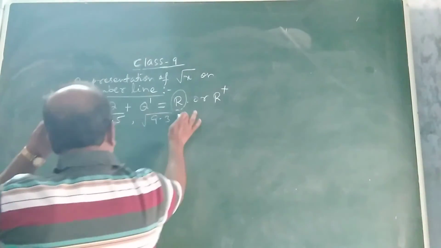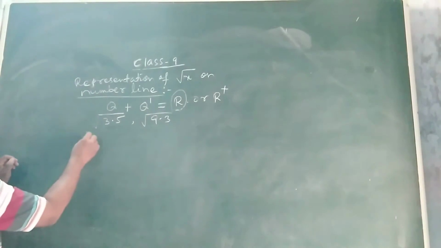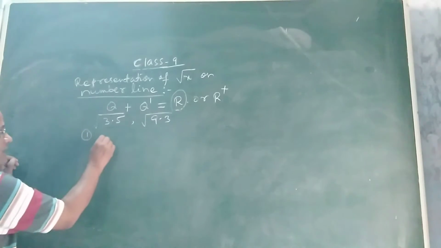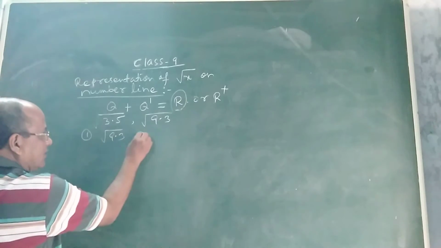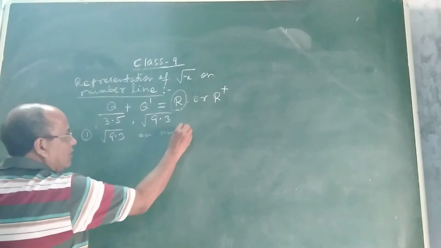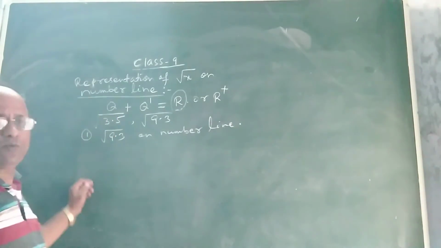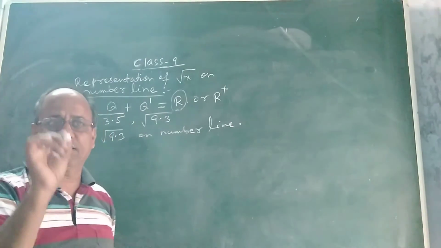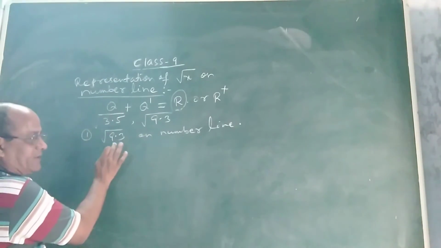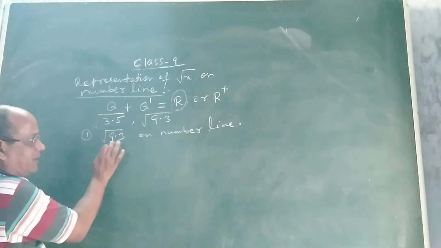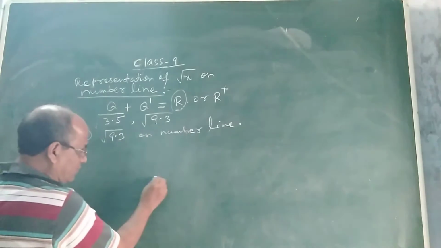Suppose I will explain the process with one example, and I will also justify it in some other class. Suppose we want to represent, the question is, represent the square root of 9.3 on the number line. How to represent? What is the process? Like we were representing root 2, root 3, root 5, root 7, etc. on the number line, in a similar manner the positive square root of a positive real number can be represented on the number line. What is the process?